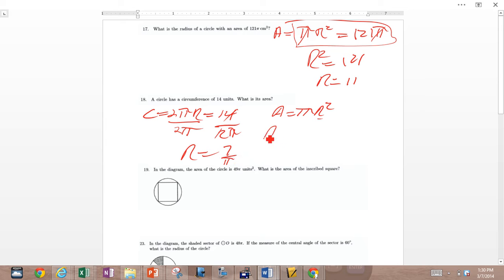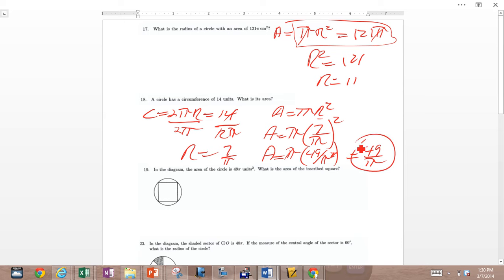So we come over here, the area is pi r squared, but now the r is 7 over pi, and we're going to square that. So the area is pi times 7 over pi squared, which is squaring the numerator and squaring the denominator. That's 49 over pi squared. A little algebra will allow us to cancel out this pi with one of these and give us the area as 49 over pi. That's the area, okay?